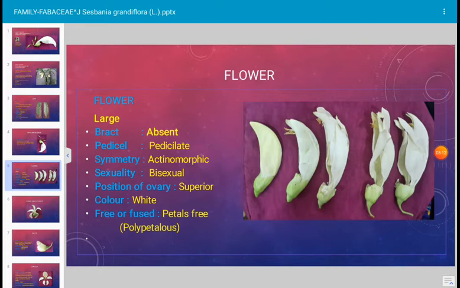And the ovary is superior. Floral parts originate from the base of the ovary. Therefore, the ovary is superior. The color of the flower is white. And there are 5 petals, but all are freely present. Such a condition is described in taxonomic language as the polypetalous condition.